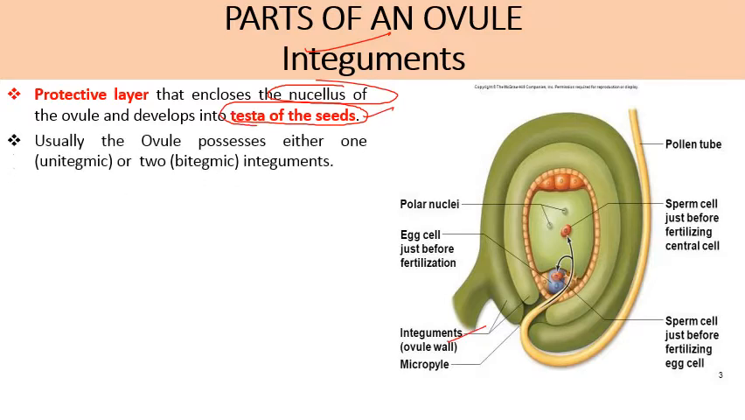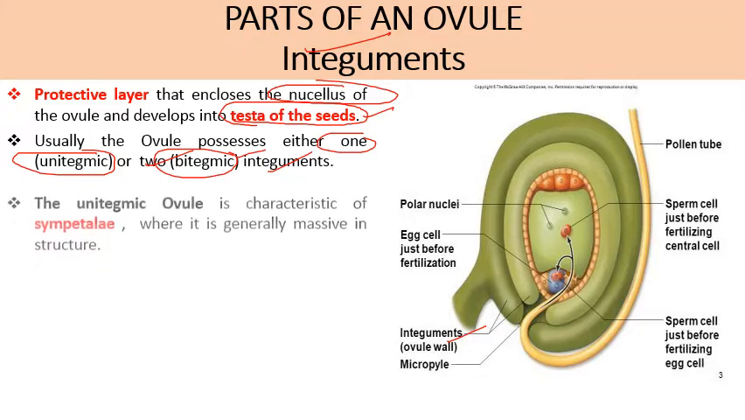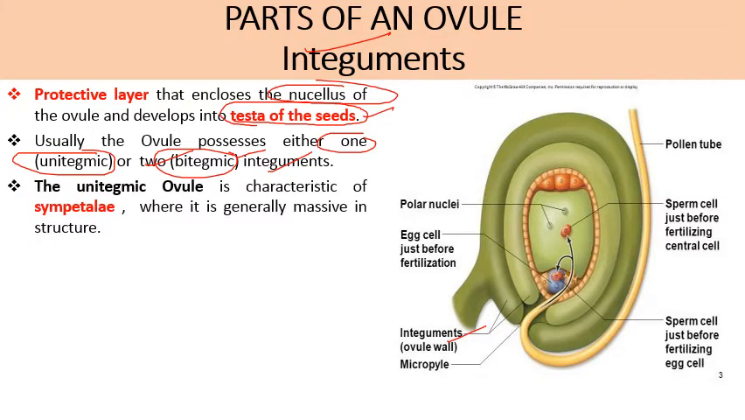Usually the ovule possesses either one integument or two integuments. या तो किसी ovule में एक ही integument होता है, उसे कहते हैं unitegmic ovule, and in most of the ovules there are two integuments, which is known as bitegmic ovule. उसे कहते हैं bitegmic ovule. So this unitegmic ovule is characteristic of Sympetalae. जो Sympetalae है उसका characteristic feature है unitegmic ovule, where it is generally massive in structure.